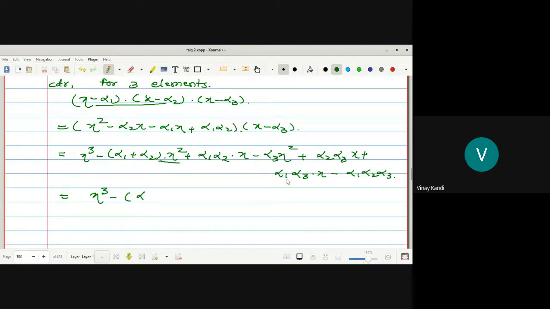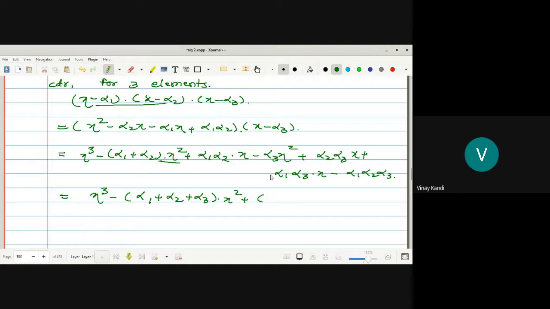Okay, wait a minute. कुठं चुकते काय? Alpha 3 into x square येते का? कुठे? Correct. Minus n पण कॉमन केलं ना. Alpha 1 plus alpha 2 plus alpha 3 into x square plus now.